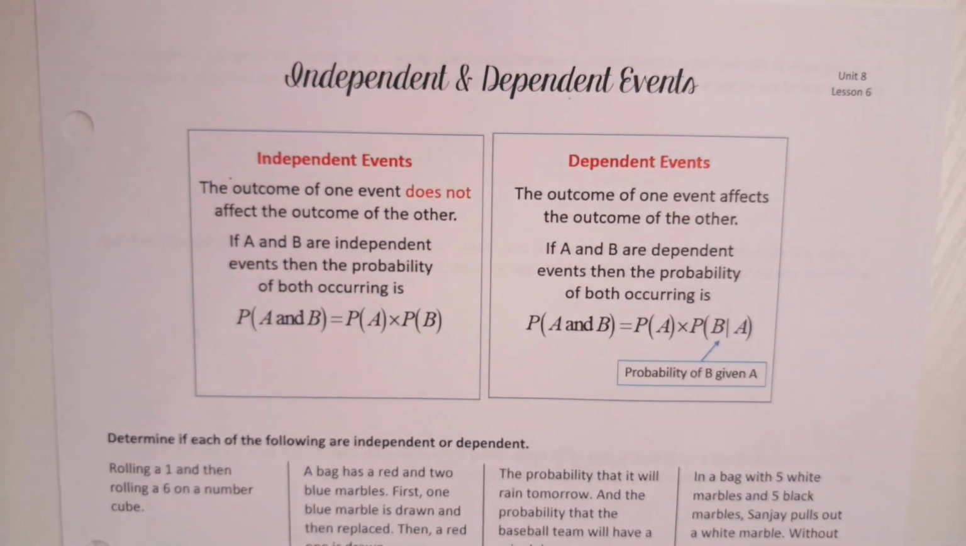Looking at probability of independent and dependent events. Has anyone heard the words? Yeah. Okay, alright. You've probably heard them in a sense of maybe a scientific variable or something. This is not related to that.